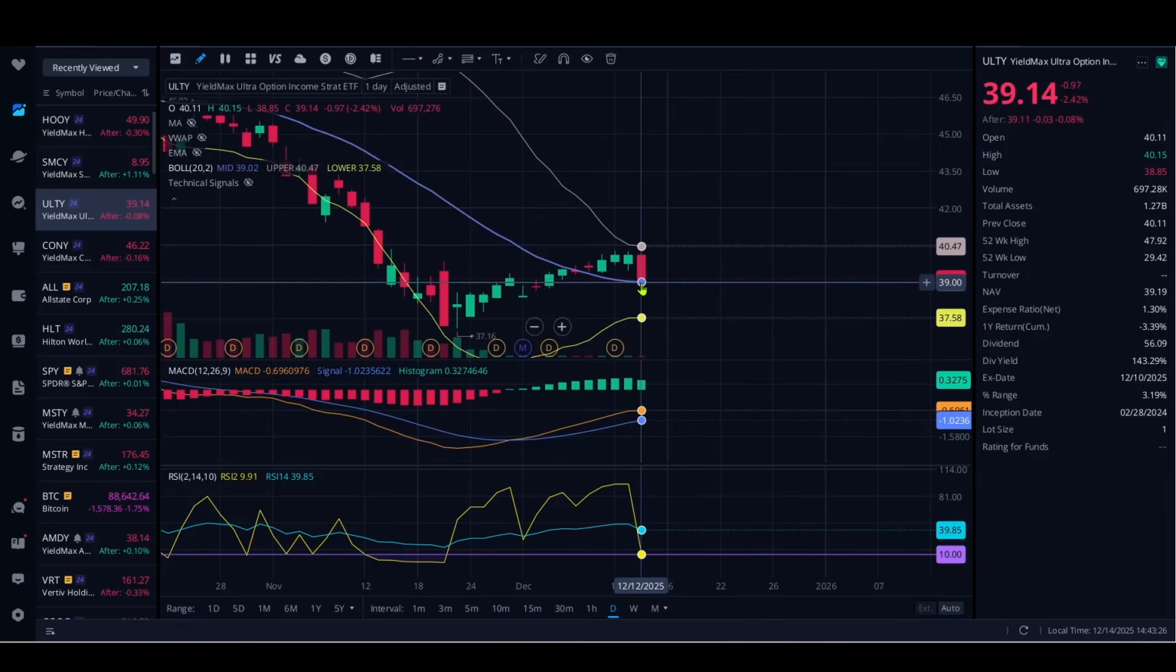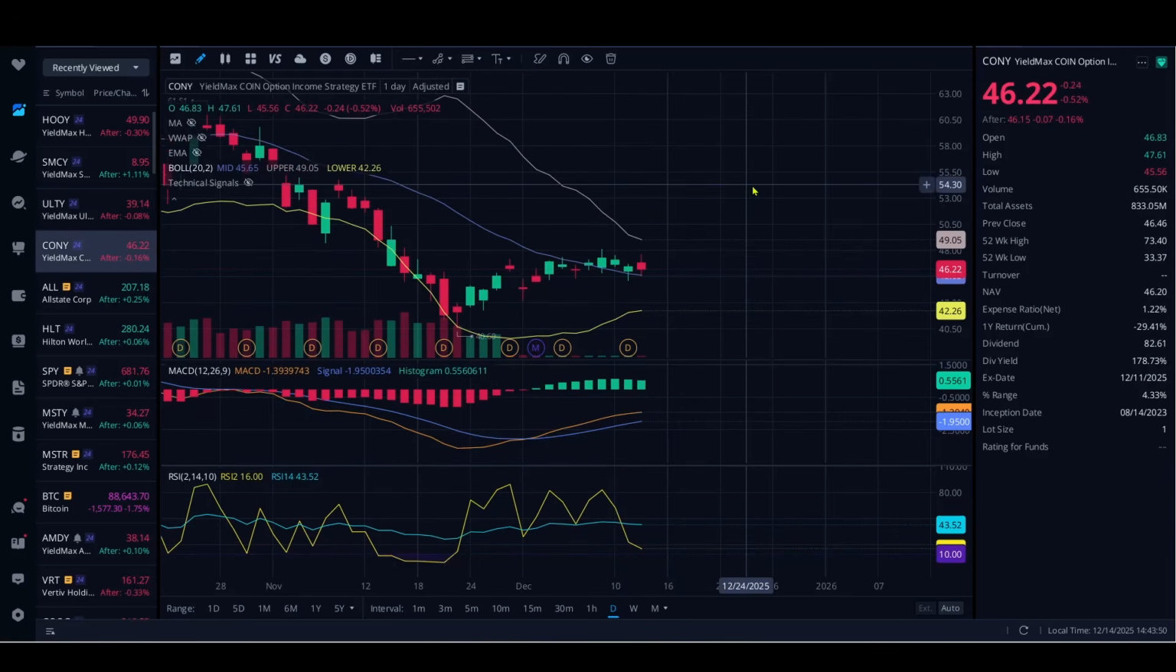So I'm going to wait to see if it's going to give me a better buy price by opening and closing on the bottom half of that Bollinger Band. So for ULTY, currently it's in a wait status. I want to see if it can come down a little bit more before I buy more ULTY.